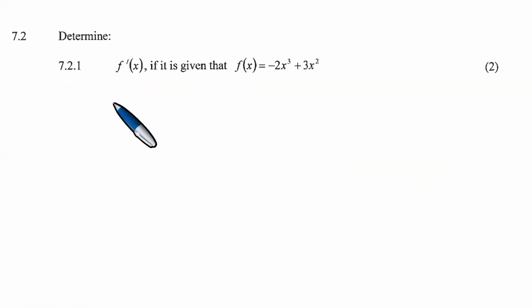The next thing is we're moving on to the next question in a step-by-step fashion as follows. In the next question, we need to determine f prime of x if it is given that f of x is minus 2x cubed plus 3x squared. Here we use the power rule.